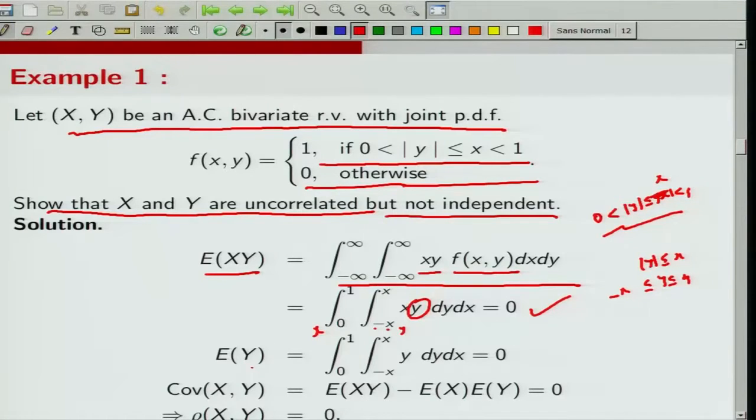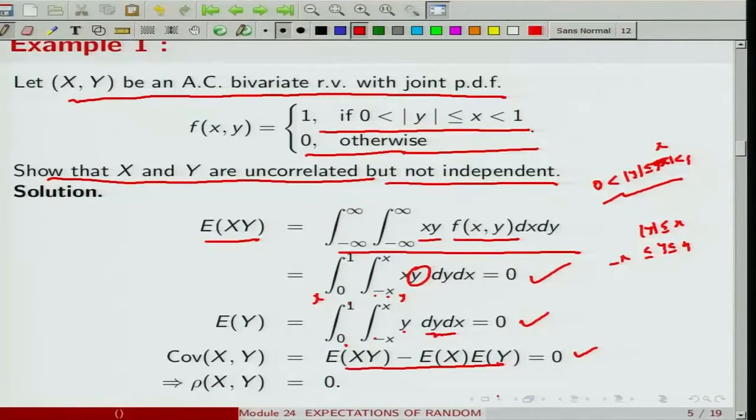By the same logic, expected value of y would be the same as the integral from 0 to 1, minus x to x. Now, I have to integrate y along with 1, which is dy dx. Again here the inner integral, which is of y, an odd function, you have to integrate from minus x to x. So, this would be 0. So, covariance of x and y, which is expected value of x y minus expected value of x into expected value of y, turns out to be 0. So, correlation between x and y turns out to be 0.